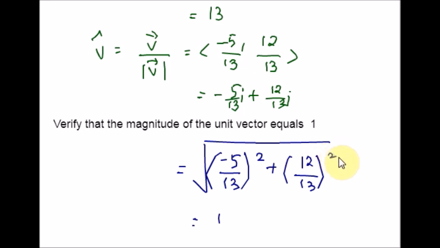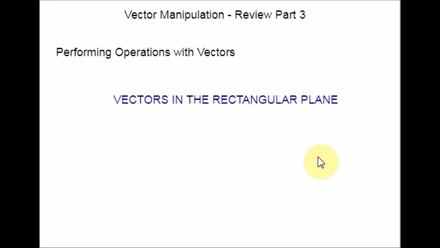Now let us see how to perform operations with vectors in terms of i and j. So far we have investigated the basics of vectors like magnitude and direction, vector addition and subtraction. In the last two review videos also, scalar multiplication, components of vectors, and the geometrical representation of vectors. Now that we are familiar with the general strategies used in working with vectors, we will represent vectors in rectangular coordinates in terms of i and j. So we are going to see how to represent vectors in the rectangular plane.